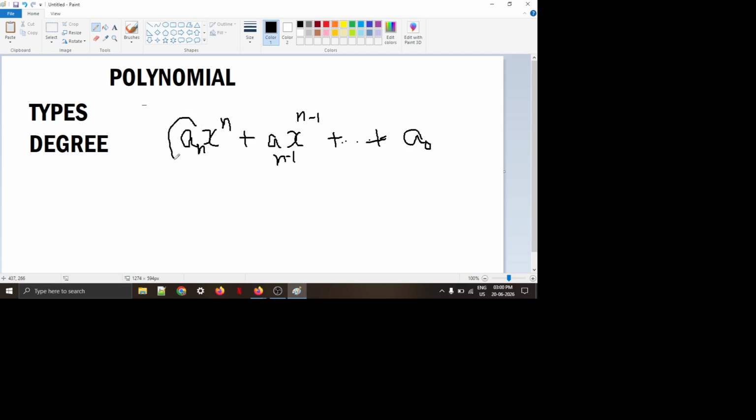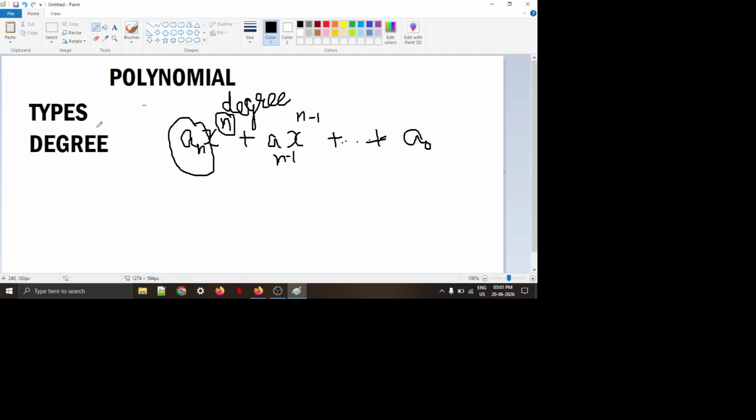In this, a n is nothing but the coefficient of x, and n is the greatest degree, the greatest exponent, which is also called the degree of the polynomial. This you call the degree, and the a n and the others are all the coefficients of the x term.